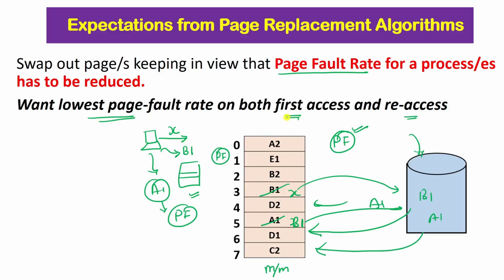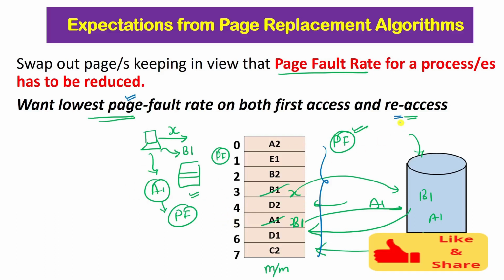Whether we are asking for a particular page for the first time, our page replacement algorithm should manage main memory, or select a victim page, so that we get the lowest page fault rate. And if we are asking again for the same page, then also the page fault rate should reduce. I hope you have understood what page replacement is and why we need page replacement algorithms.